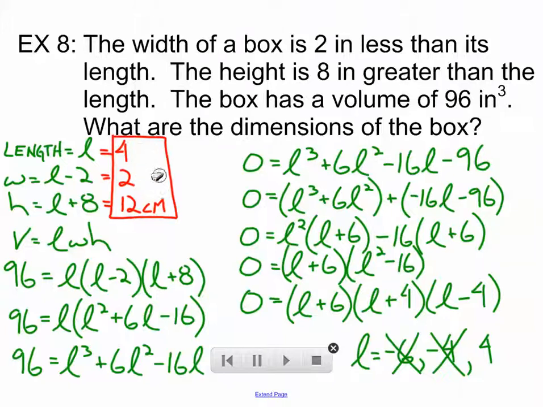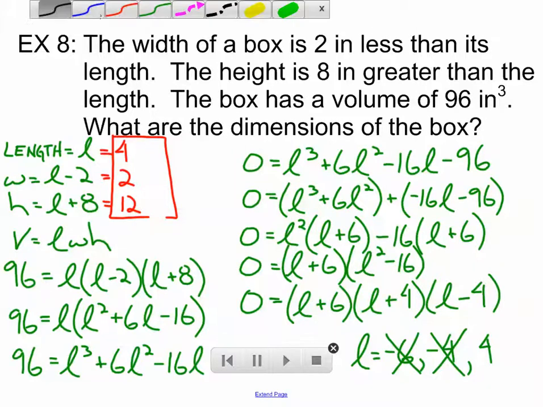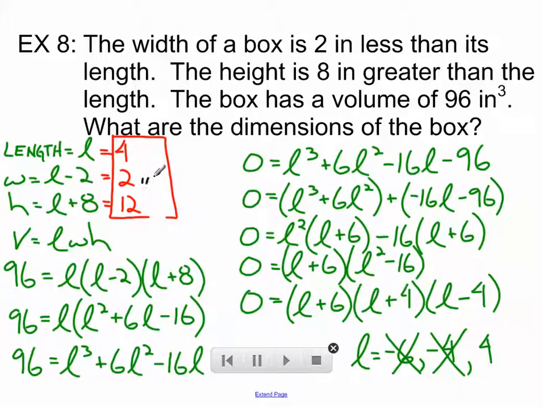But using that length that we just figured out of 4, I can plug 4 into these other 2 expressions. 4 minus 2 is 2, so the width is 2 inches. And 4 plus 8 is 12, so the height is 12 inches. So there's the 3 dimensions that we're looking for.